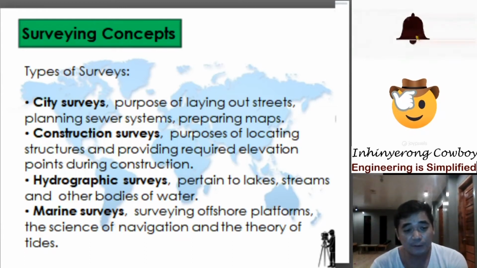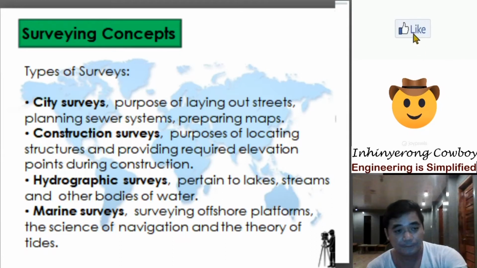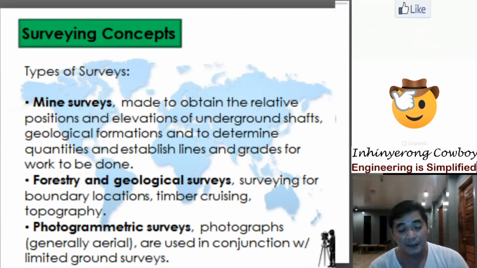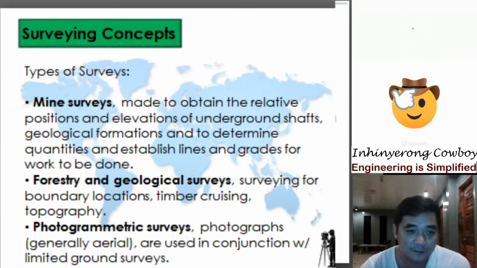This is surveying offshore platforms, which involves the science of navigation and the theory of tides. Okay, so the next one is mine surveys. These surveys are very useful for mining engineers in their mining job operations.